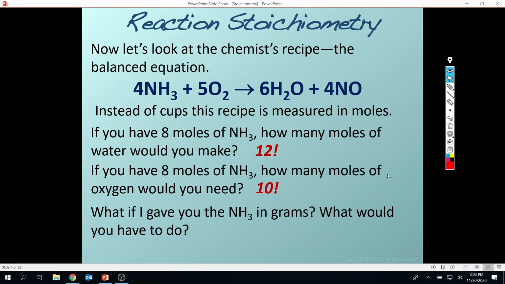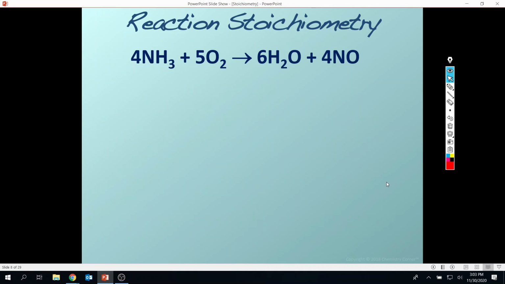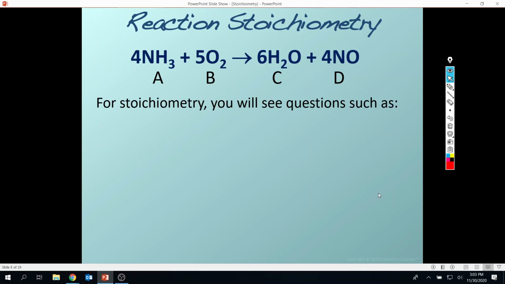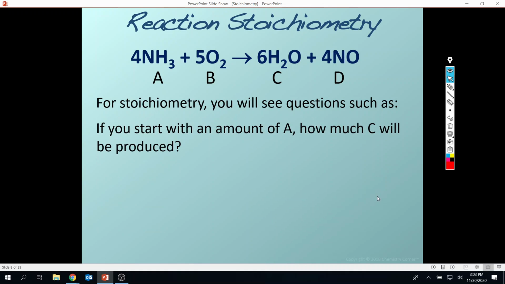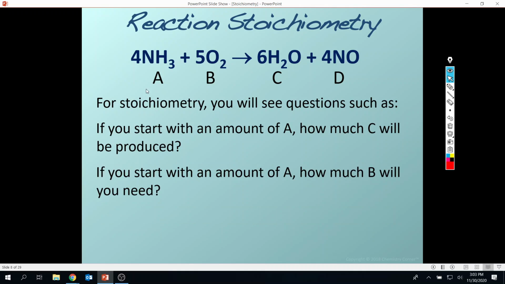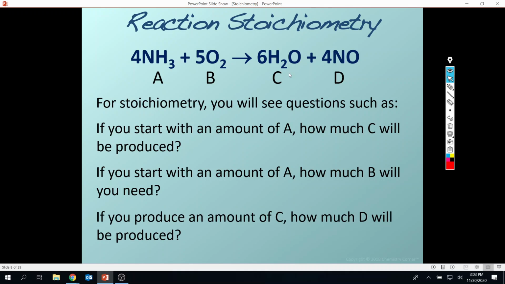So let's see. Convert grams to moles. All right. So there's our ratio once again. Ooh, I want everybody to just take a good look at this. Stoichiometry is really going to be about if you started with a certain amount of A, how much C would you end up with? Or if you started with a certain amount of A, how much B would you need in order to be able to complete the reaction? Or if you made a certain amount of C, how much D could you expect as well? So these are the kinds of questions that we'll be answering.